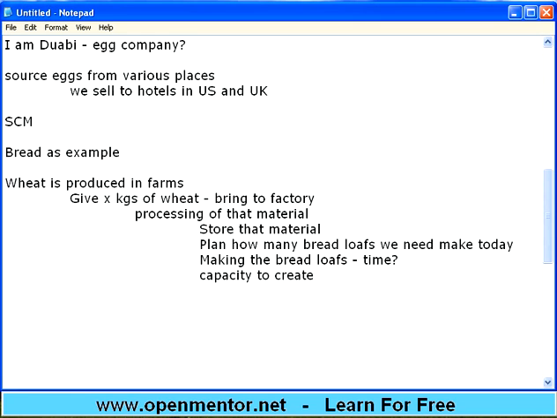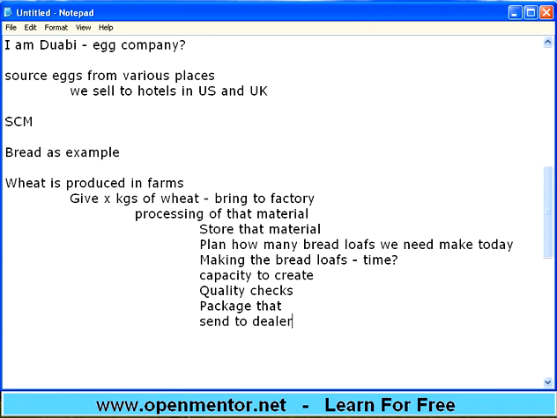Once it is made, someone has to ensure the quality checks of the bread. If the quality is not good, what should you do? That's a different area. Then someone has to package that, put it in paper, put the seal with the expiry date. Then send it to some wholesaler, maybe some dealer.